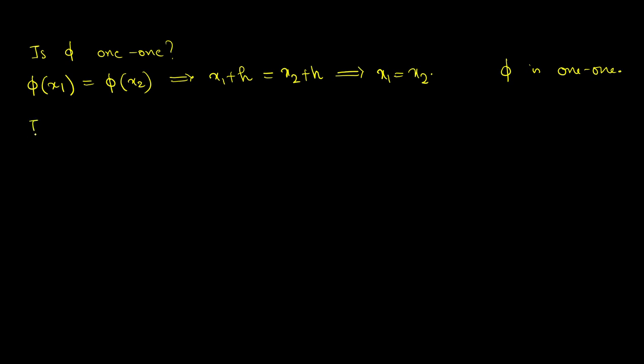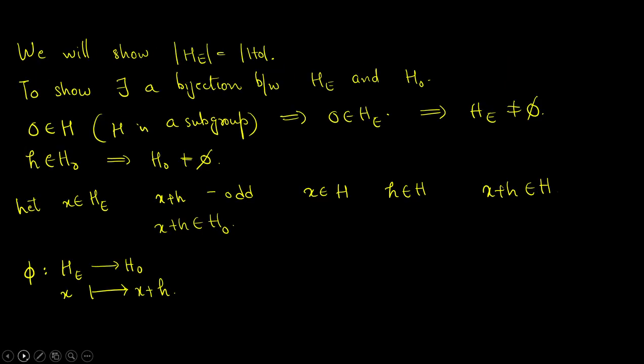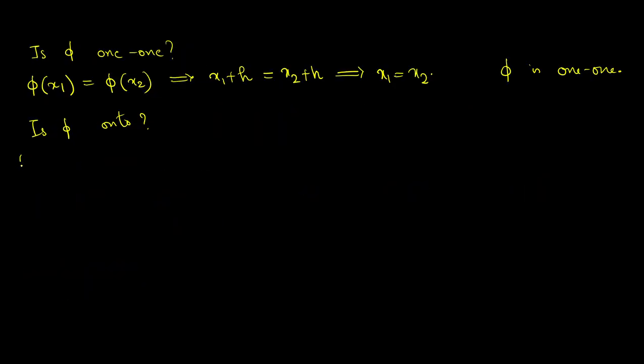All right. Now is phi onto? To show that phi is onto, take an element from the codomain. Here it is going to be HO, and we have to show that it has a preimage. So let y be in HO. We have to show that we can find an element such that phi of that element is equal to y. Now what is the possible candidate? Let's think about it. So here we have y is odd. We also know that h is in HO, it is also odd.